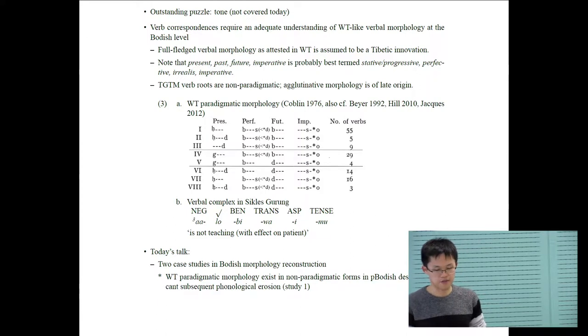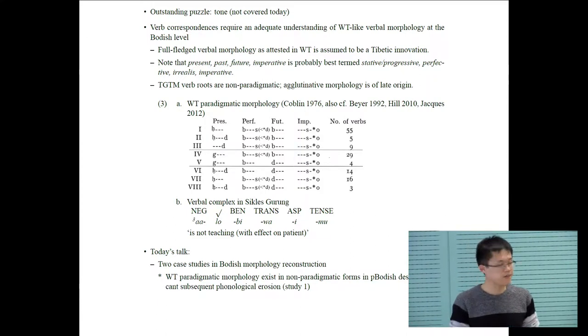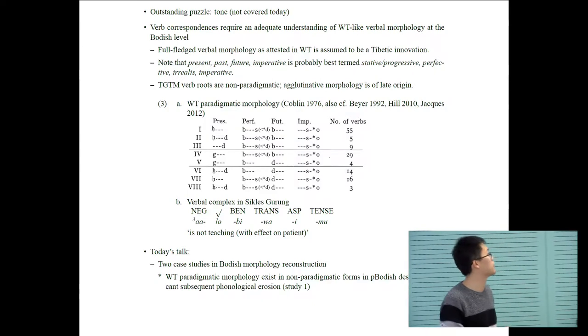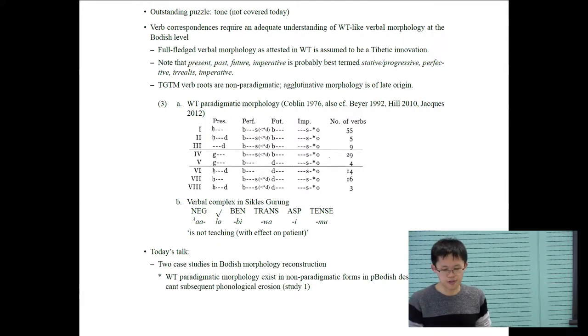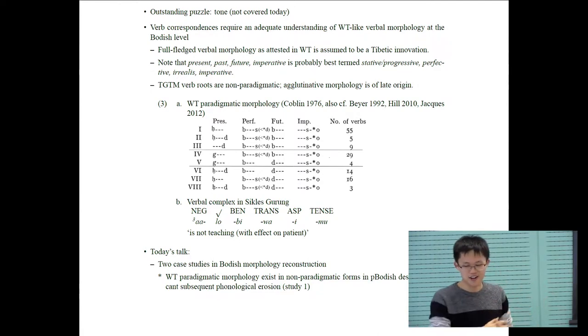On the verbal side, a piece of background information. Written Tibetan has a set of full-fledged paradigmatic morphology, and this is very well known across Tibeto-Burman. It comes in this four-stem paradigm, often called present, past or perfective, future, imperative. Now, the real semantic values of these are probably quite a bit closer to stative or progressive, perfective, irrealis, and imperative. I'm not going to try to argue for those terms, but I'll use the traditional ones, present, past, future, imperative, to refer to these stems.